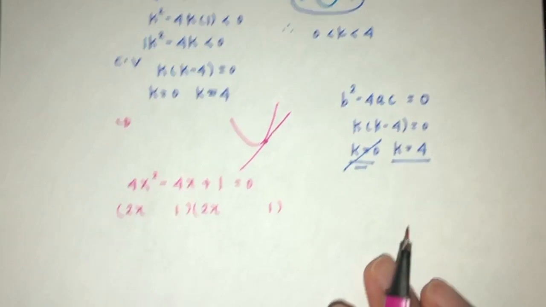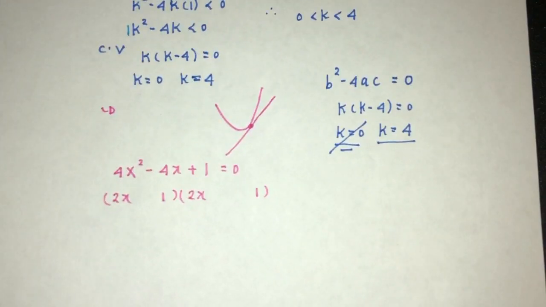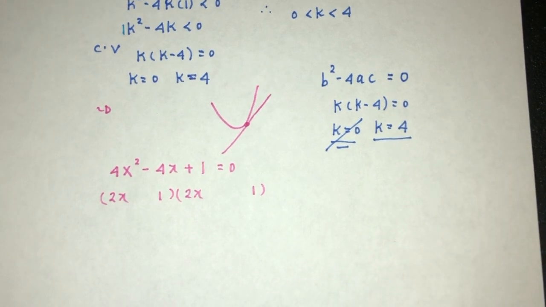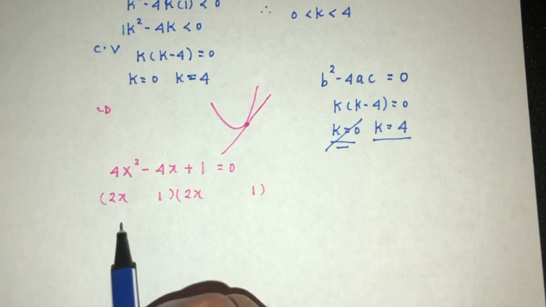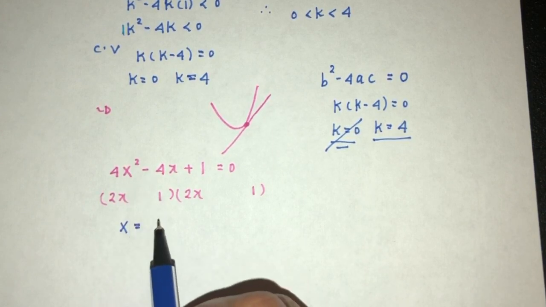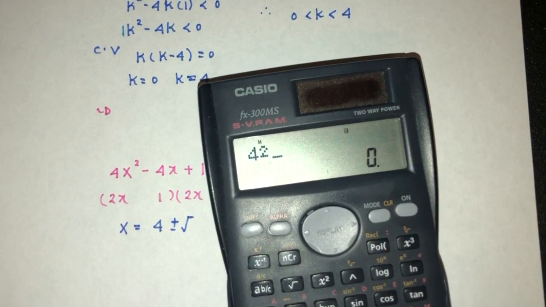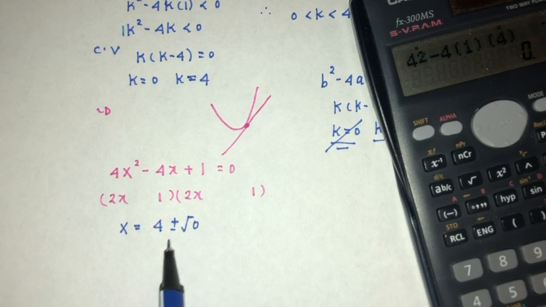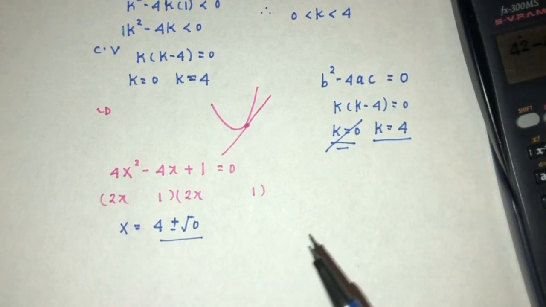1 times 1 doesn't work. Let's see what else we can use. Or we can try to use the formula, because I really cannot see. So x could be minus b, which is minus minus 4, plus or minus the square root of b squared, which is 4 squared, minus 4 times a times c. That should be 0, divided by 2.